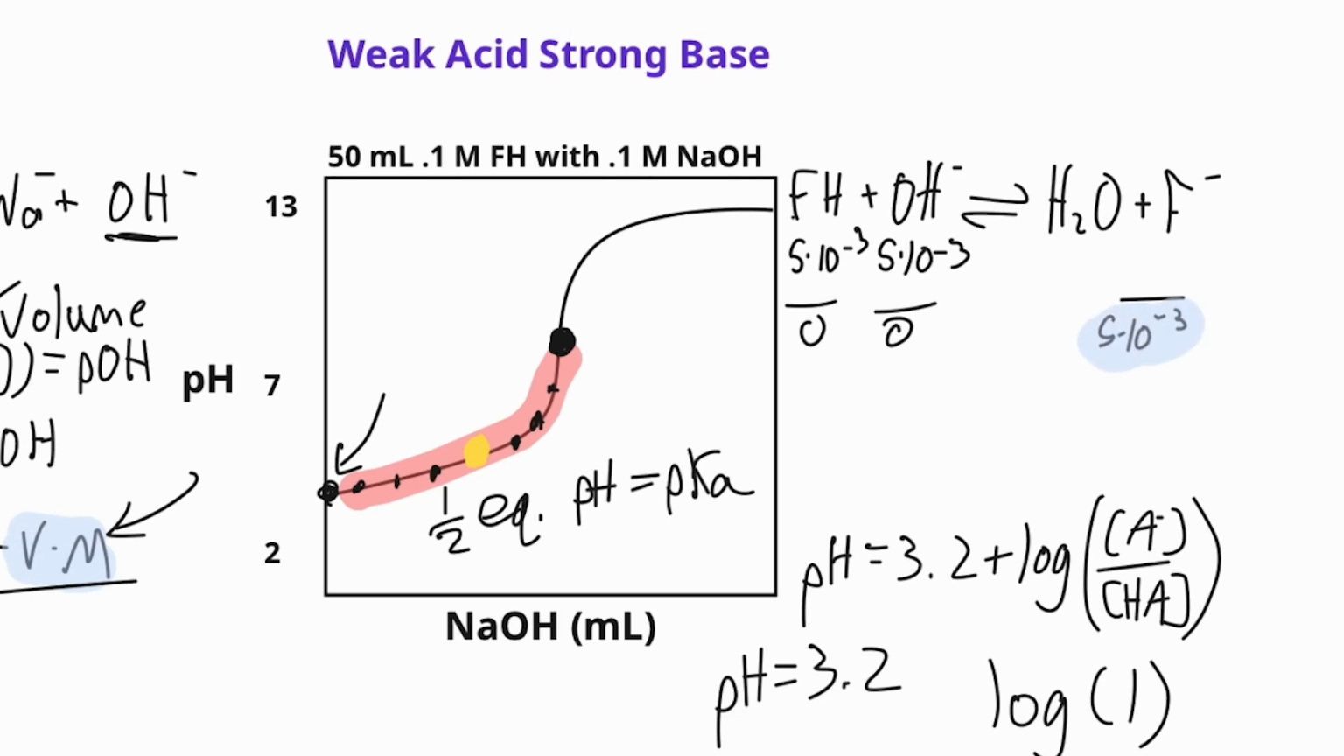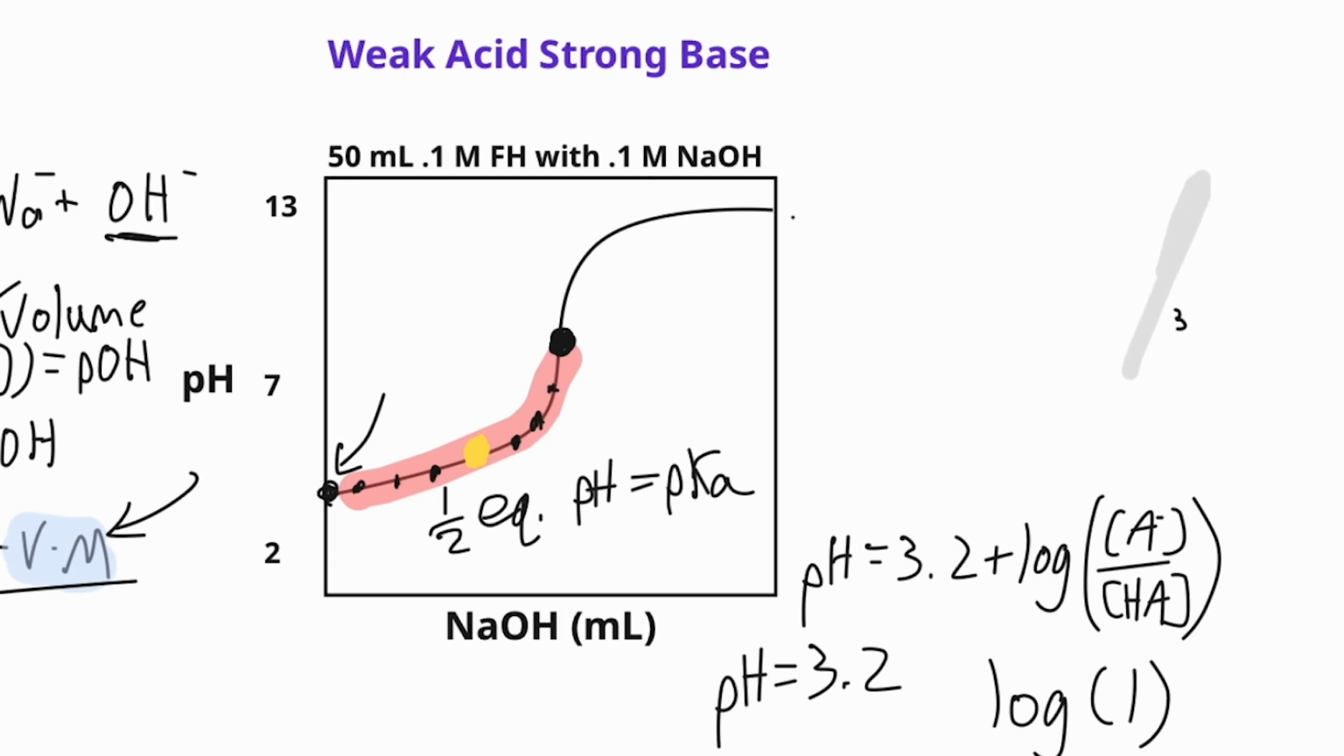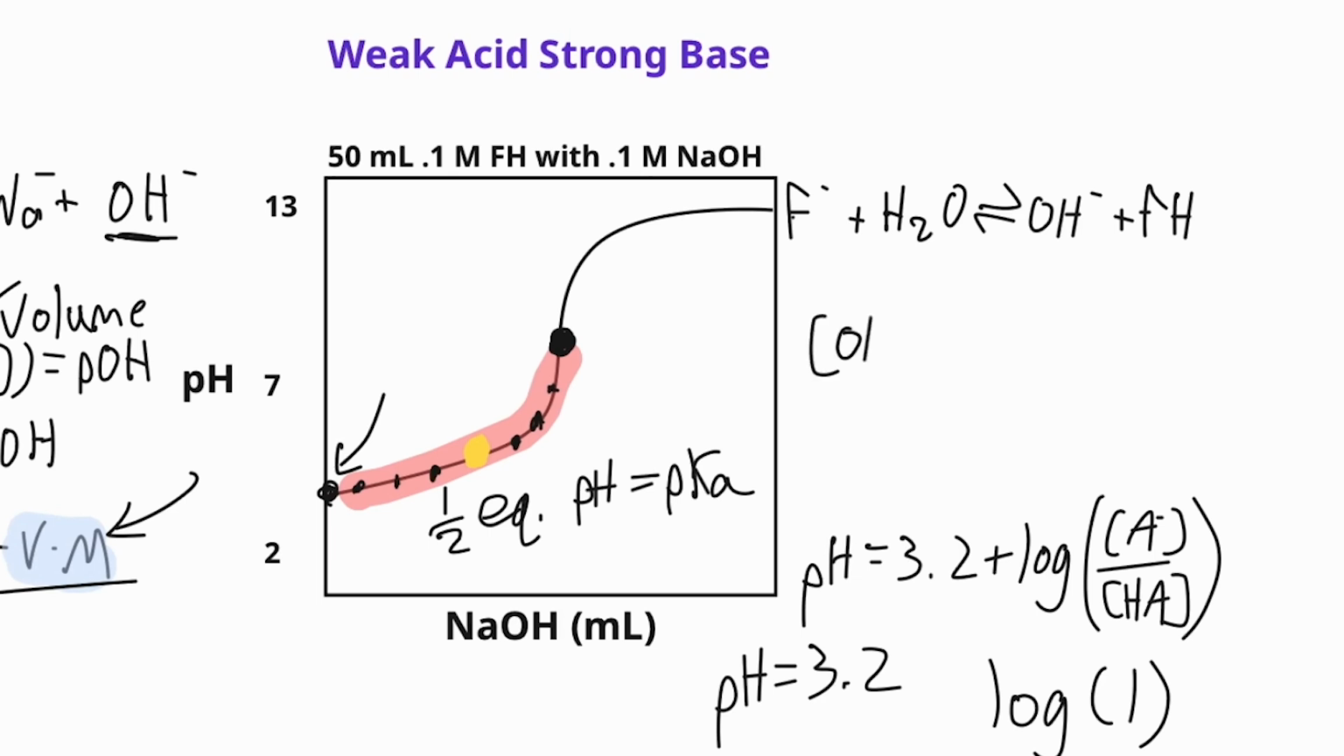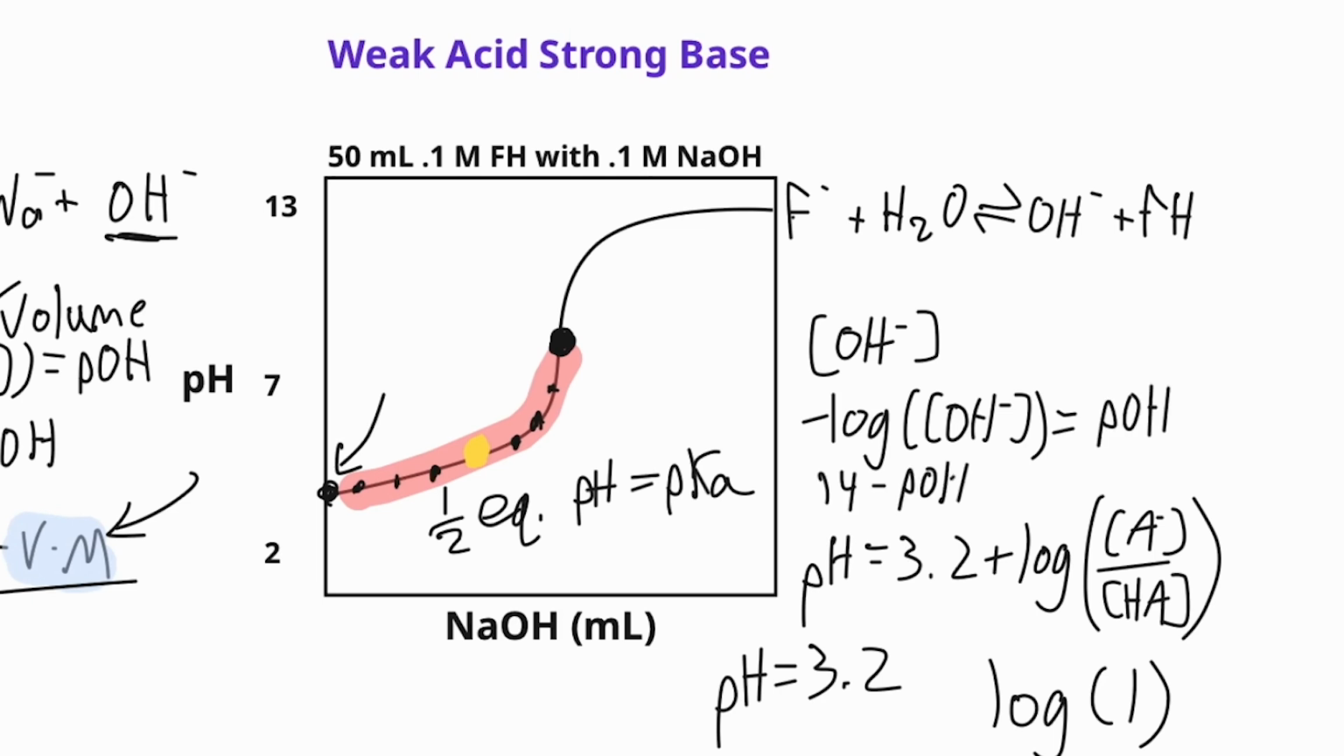Since we now only have F minus in solution, that's the only thing that's going to be reacting, which means we need to write a reaction to show F minus reacting with water. F minus is a weak base and it reacts with water to form OH minus ions and FH. What we have here is just a weak base problem. So you would do an ICE table to find the OH minus concentration, which then you could plug into negative log of OH minus to find the pOH, and then do 14 minus the pOH to find the pH.